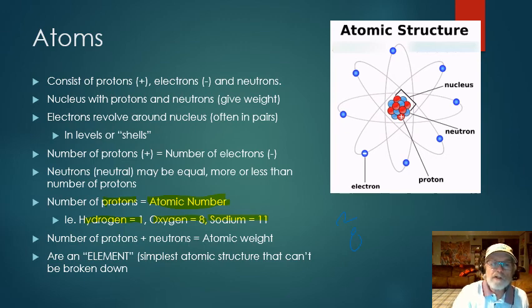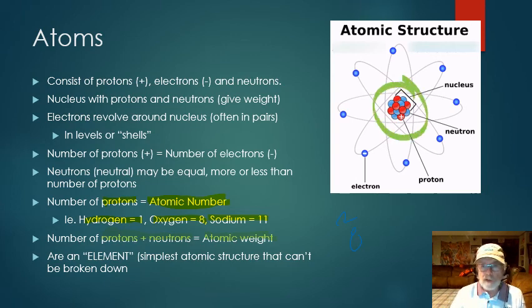The second definition I have is what's called the atomic weight. The atomic weight is basically the number of protons plus the number of neutrons, the things that give weight. Electrons are so small they don't give much weight at all, but protons and neutrons are large and they do give weight. Okay, so the number of protons plus the number of neutrons in the nucleus would be what we call the atomic weight. Okay, what happens is these are also called elements. If I look at this, all these are called elements. An element is the simplest atomic structure that can't be broken down any further. Okay, and that's what we call an element.